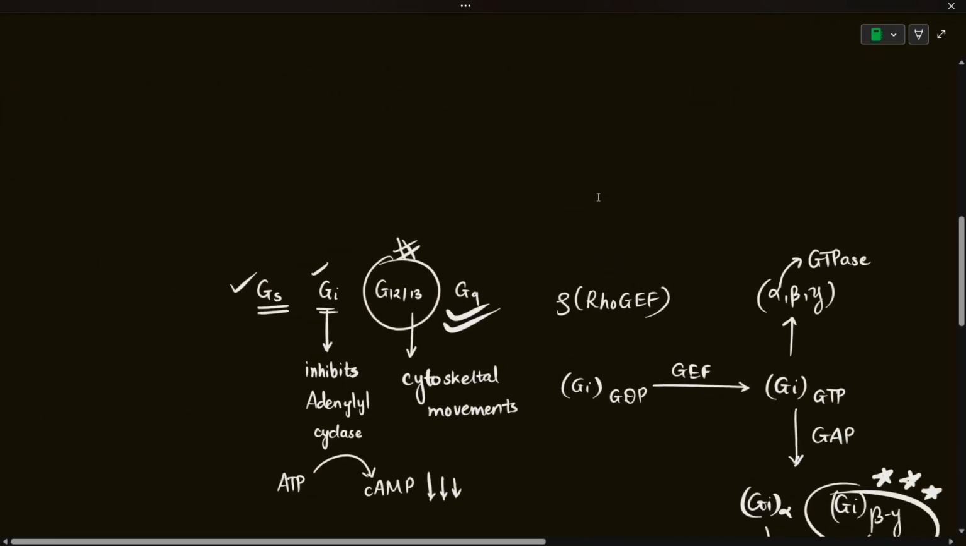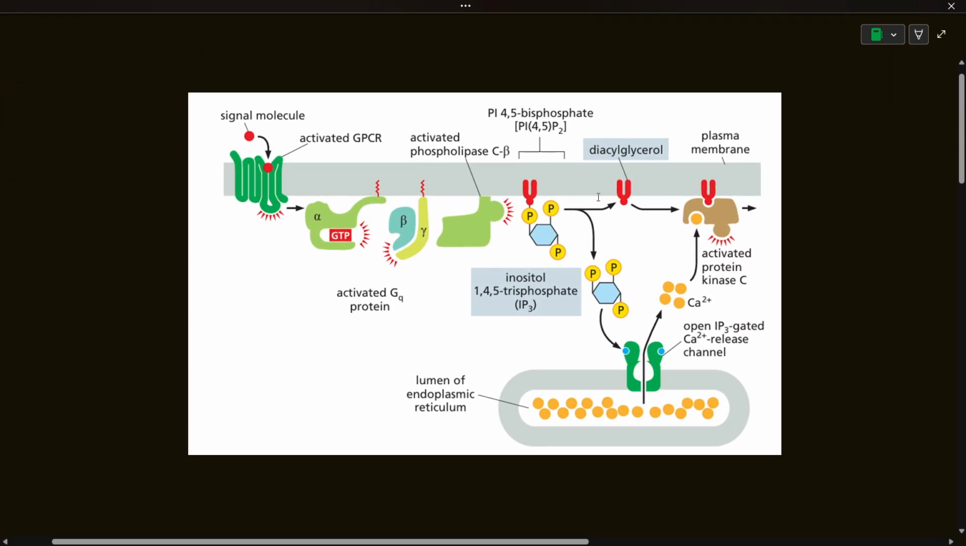I have a schematic from Bruce Alberts again. This simple schematic is summarizing all of the things that we discussed today. So let's summarize it once. This is a 7-pass transmembrane protein, the receptor, the GPCR, which is coupled with Gq protein. So this receptor, when it receives some extracellular signal molecule, right?